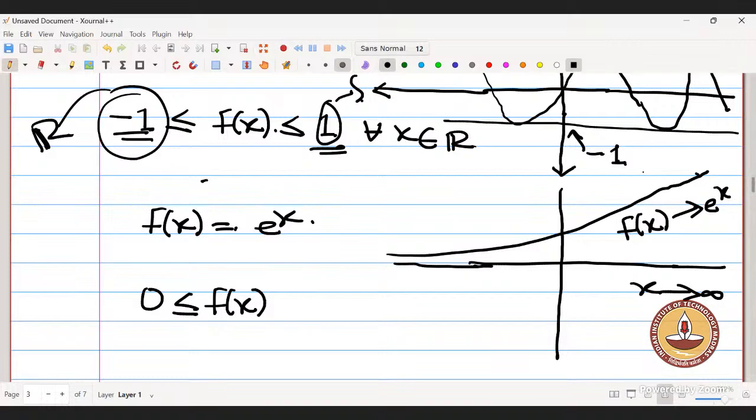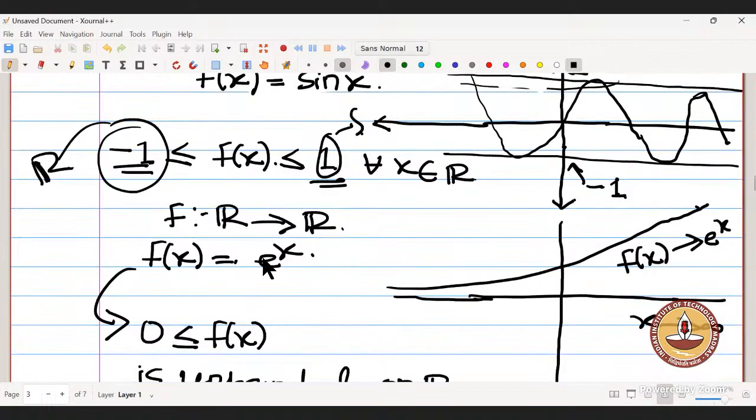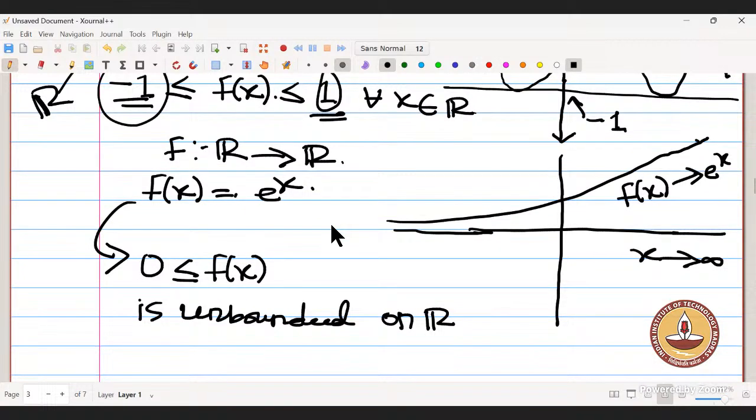So in that case, I can say that this function is an unbounded function on R, because the domain, I can treat this function from R to R. So in this case, if I consider f of x equal to e power x, this is an unbounded function on R.